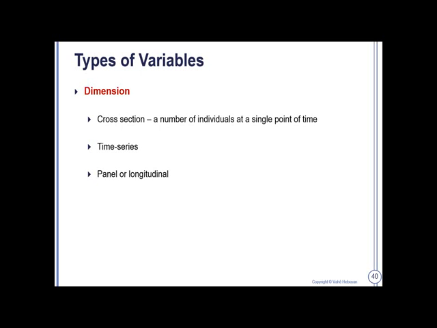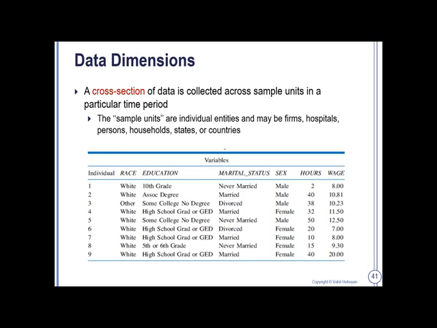Dimension-wise, data, or variables, can be cross-section, time series, or panel or longitudinal. So in the next couple of minutes, I'll talk about each one of them so that you have a really good understanding. So the cross-sectional data is the data that is collected across sample units in a particular time period. It is collected once across multiple units.